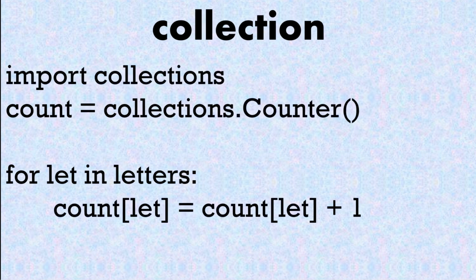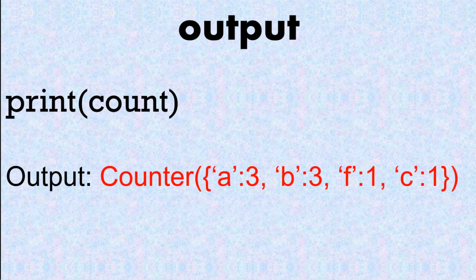An alternative way is to use a counter from the collections module. So here we have a for loop, the same with the letters, but we count them using the counter. So here we've got the same answer, but it's a different data structure.